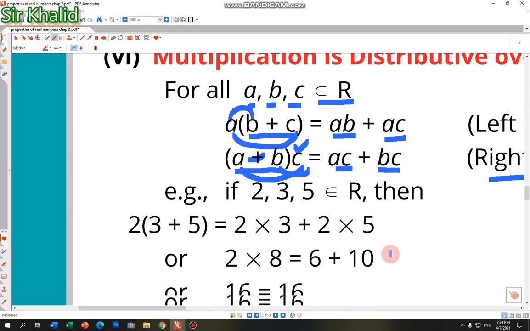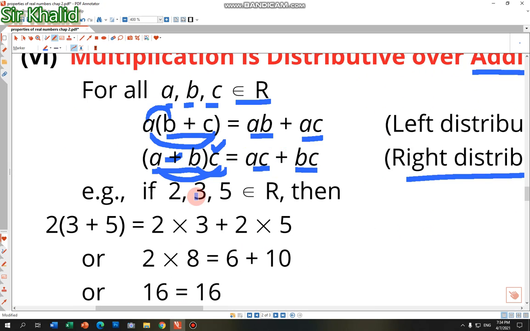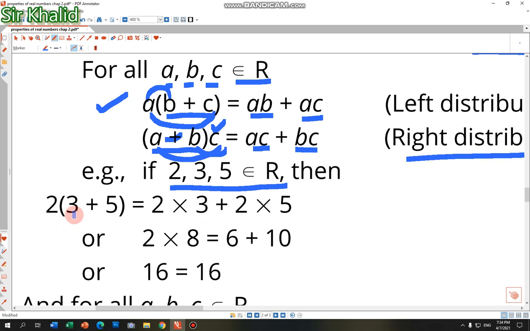I have given here 3 values, 2, 3, 5. They all belong to the real numbers. Then I put them in the formula for the left distributive law of multiplication over addition. So 2 into 3 plus 5. First we have to solve the bracket. 3 plus 5 is equal to 8, and 8 2s are 16. On the other side, 2 multiplied by 3 plus 2 into 5: 2 3s are 6, 2 5s are 10, 6 plus 10 gives you 16.